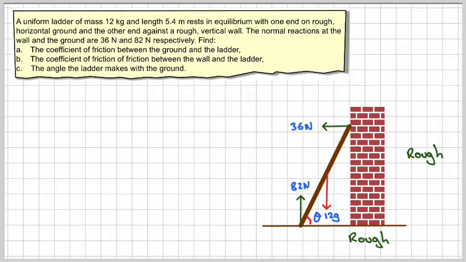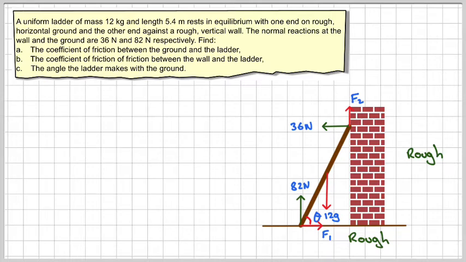Because they're both rough, there's friction. So there'll be a frictional force here stopping it slipping that way, which we'll call F1. There'll be a frictional force stopping it slipping down the wall, which we'll call F2. So, like all mechanics modelling problems, you need to draw a diagram.